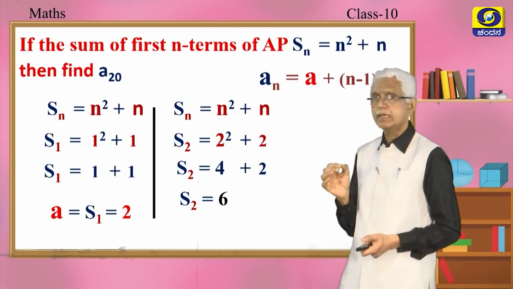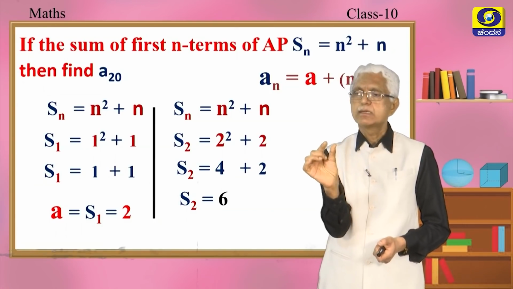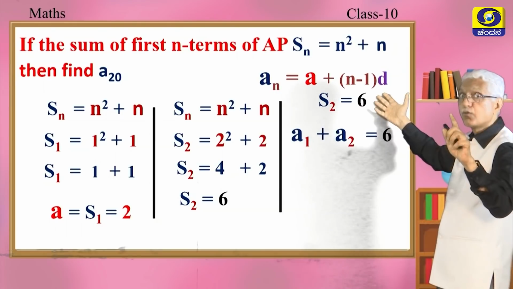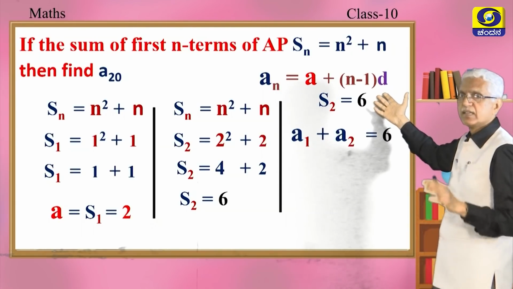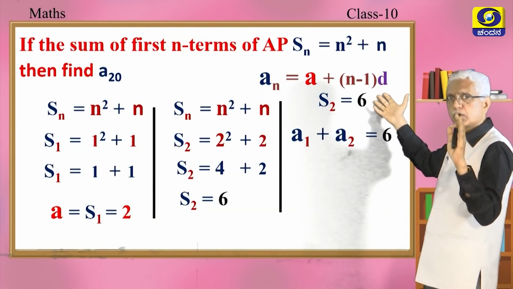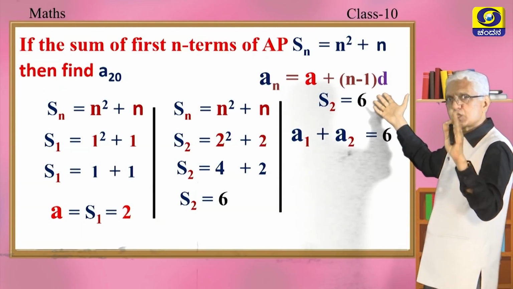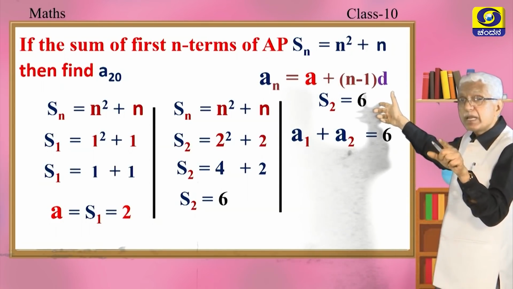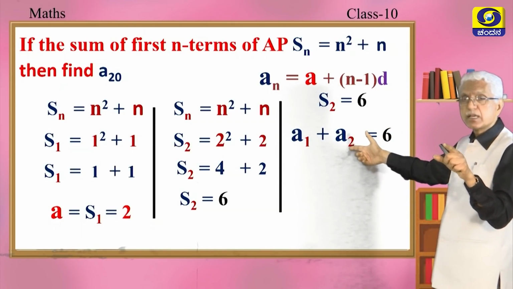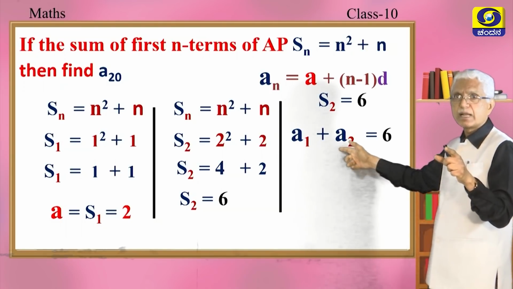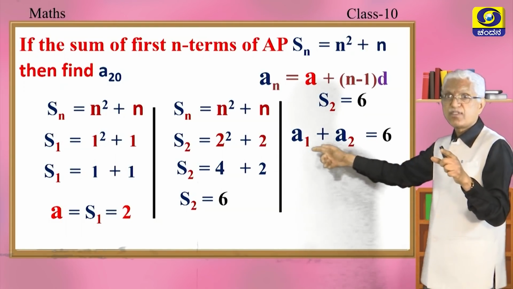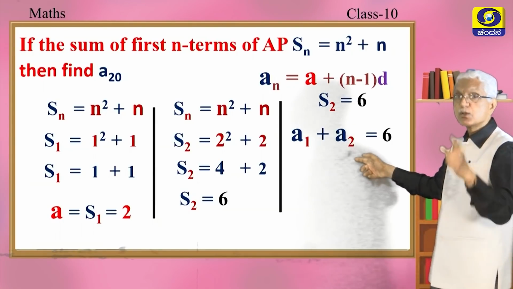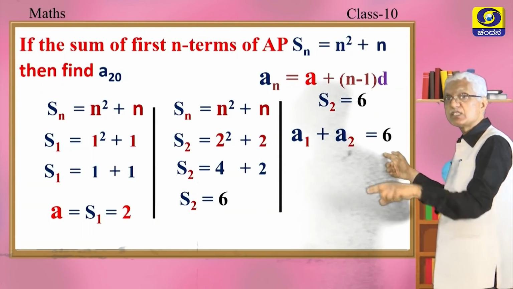So what happened here? You found out S1, which is nothing but the very first term A or A1. You found out S2 to be 6. That is, you have found out that the sum of the first two terms is 6. What do you mean by saying sum of the first two terms? It is the first term plus the second term. So, A1 plus A2 is 6.